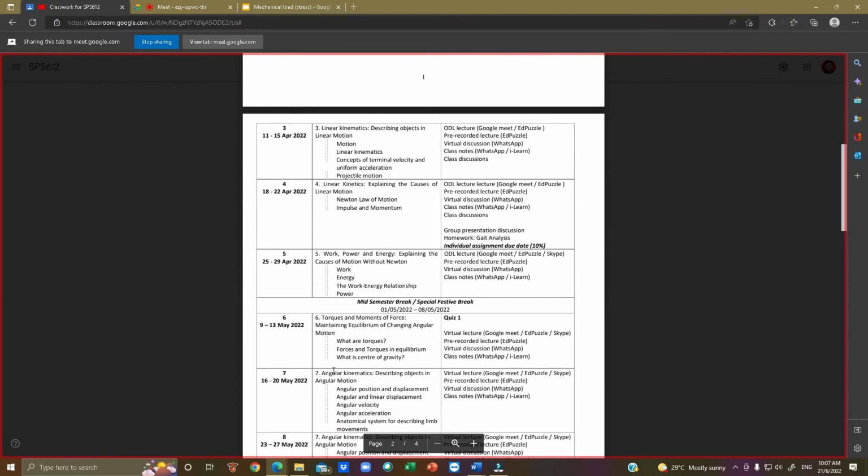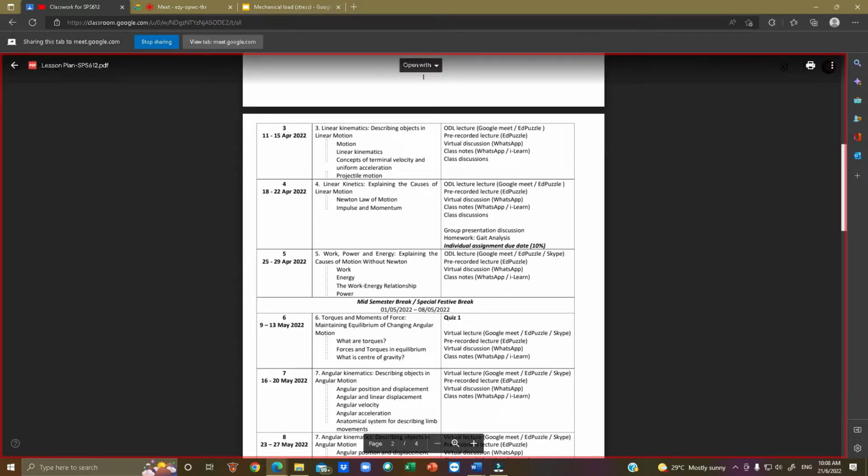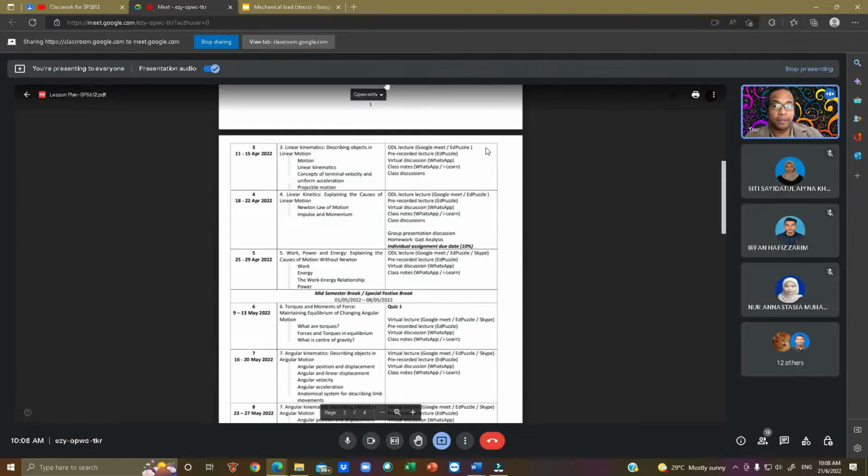And finally, for chapter 5, we have work, power and energy, where we learn about explaining the formation of force based on work, power and energy equations. I think for this one, energy doesn't have much content; it's mostly about work and power.